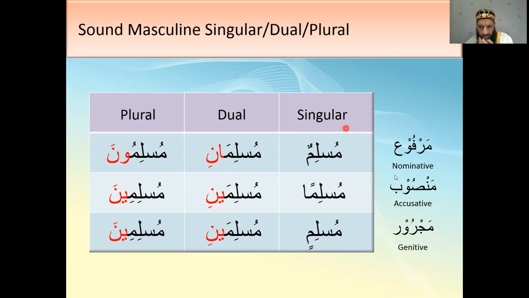Maybe yes. Mu'allimuna, mu'allimani. I think that works as well. So ani is marfu, and then una is marfu as well for plural. Right, I'm just going to go on. We've got half an hour left.